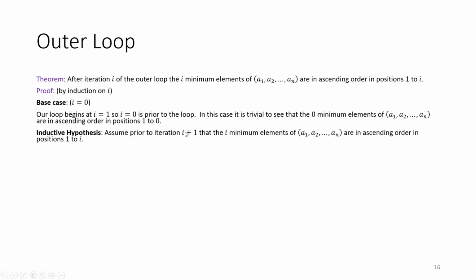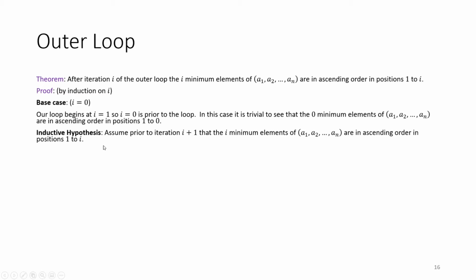Assume prior to iteration I plus 1, and then we'll copy the whole proposition down from above, that the I minimum elements of this set are in ascending order in these appropriate positions, which I've just copied down to be correct. Cut and paste, you always want to read it over afterwards and verify that it's correct, as we just did, but in this case we merely had to cut and paste it.